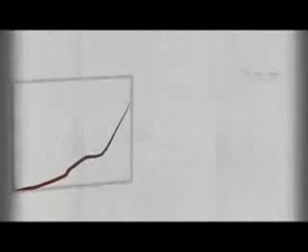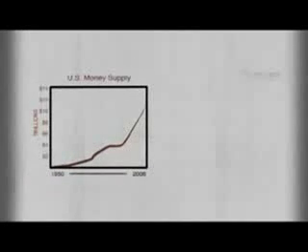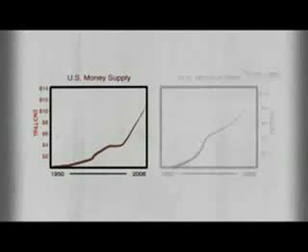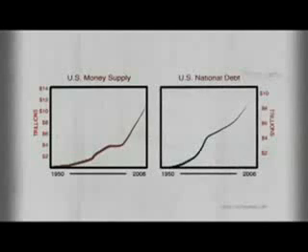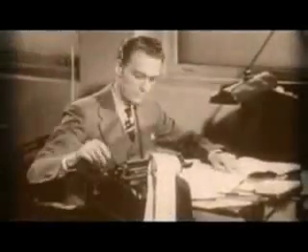money supply from 1950 to 2006. Here is a chart of the U.S. national debt for the same period. How interesting it is that the trends are virtually the same. For the more money there is, the more debt there is. The more debt there is, the more money there is.